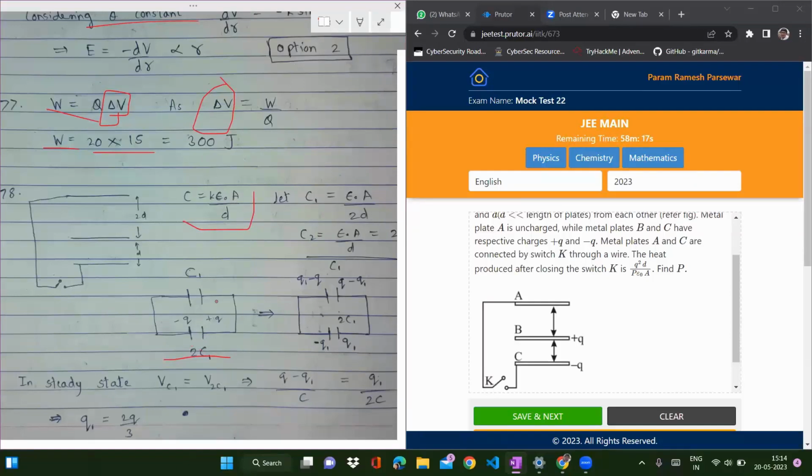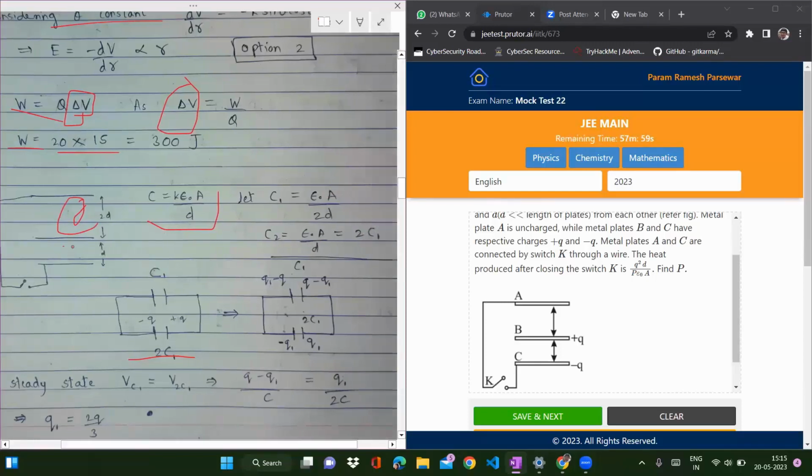We have considered C1 equals epsilon naught A by 2D for this capacitor. The C2 equals epsilon naught A by D, which is this capacitor, which comes out to be 2 times C1. So this is the 2C1 capacitor, and this is the C1 capacitor. Here the charges are initially on this 2C1 capacitor, minus Q and plus Q.